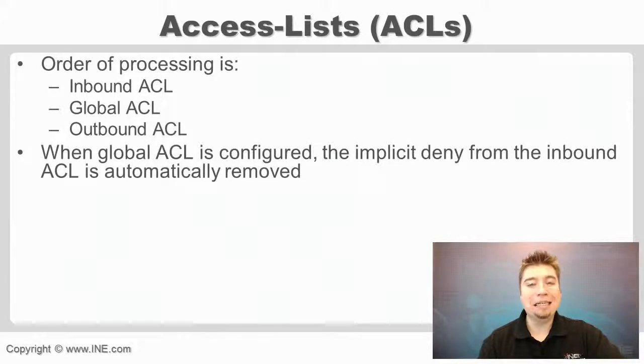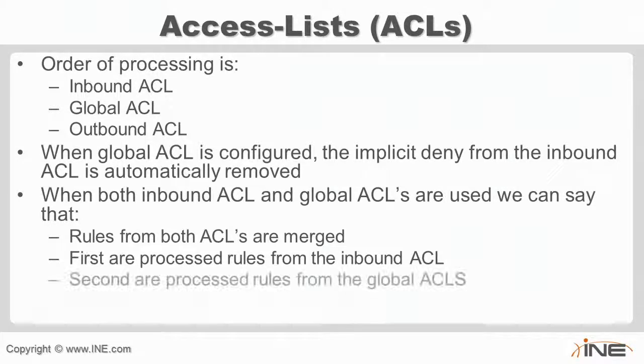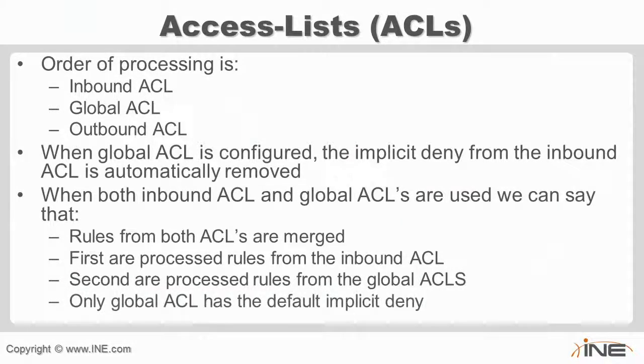However, in this case, if we want to continue onto the global ACL, we essentially have to ignore that implicit deny and then move on to whatever the global statements say. So in the case that we're configuring both of them at the same time, both the inbound ACL and the global ACL, we're essentially merging the rules together. So we can think of the global ACL as essentially appended onto the end of the inbound ACL. So we're going to process first the inbound ACL, then we're going to process the global ACL, then we're going to fall back to the implicit deny of the global ACL.